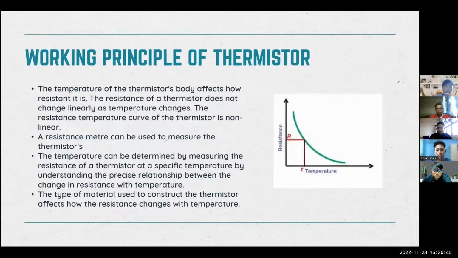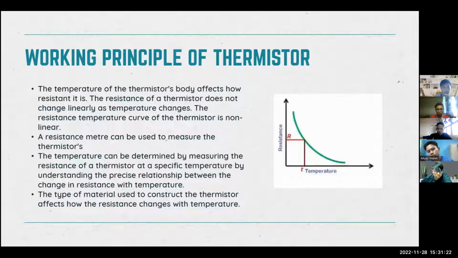So the working principle of thermistor, firstly, the temperature of thermistor body affects how resistant it is. The resistance of thermistor does not change linearly as temperature changes. The resistance temperature curve of the thermistor is non-linear. To measure the thermistor, we use the resistance meter. And then about NTC thermistor, when temperature increases, resistance decreases. And then for PTC thermistor, when the temperature increases, the resistance will increase too.